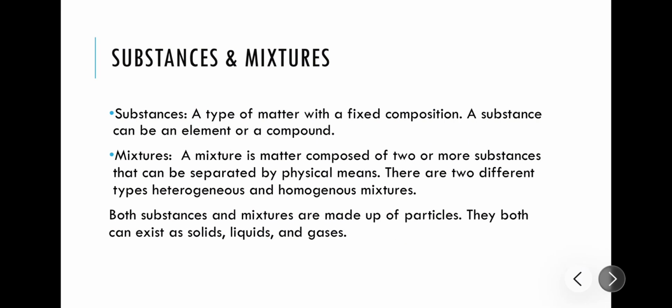Substances and mixtures. A substance is a type of matter with a fixed composition. A substance can be an element or a compound. A mixture is matter composed of 2 or more substances that can be separated by physical means. There are 2 different types: heterogeneous and homogeneous mixtures. Both substances and mixtures are made up of particles. They both can exist as solids, liquids, and gas.